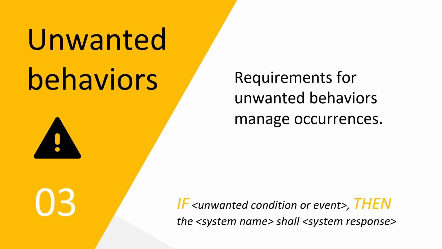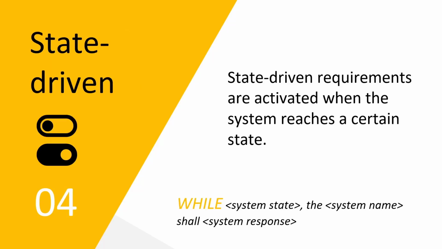The third are requirements for unwanted behaviors. They manage occurrences such as errors, failures, faults, disturbances, and other forms of undesired behaviors. They are designed to handle and mitigate these issues. For example, if unwanted condition or event, then the system name, shall, system response. Then, state-driven requirements are activated when the system reaches a certain state. This means that the defined action occurs as long as the system is in a specific state. For example, while system state, the system name, shall, system response.